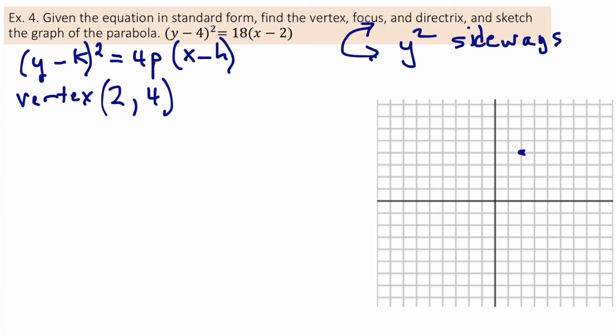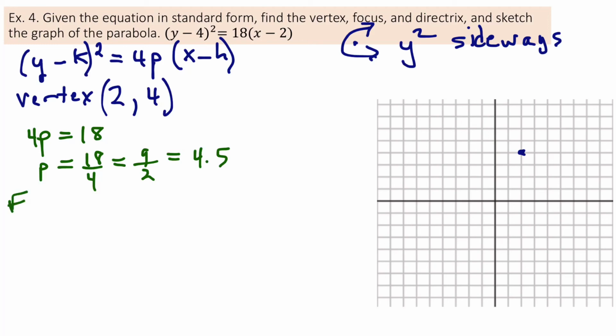Our focus is always going to be inside the dish, so we know which direction we're going to go to plot it. Looking at our 4p number, 4p is equal to 18. Remember, our 4p number is here. That looks like it's going to be a fraction. So p is equal to 18/4, which is equal to 9/2, which is equal to 4.5. So p is equal to 4.5. Let's figure out the coordinates of our focus now.